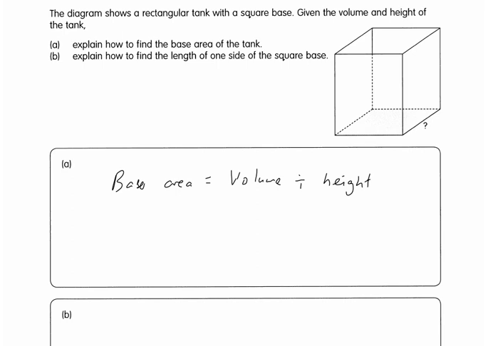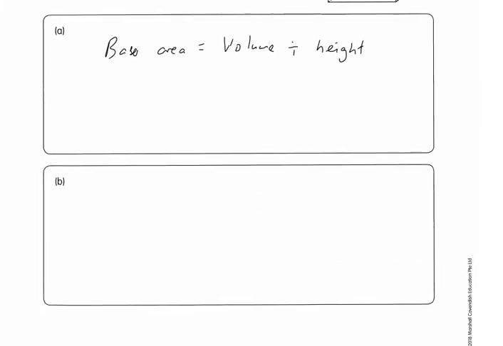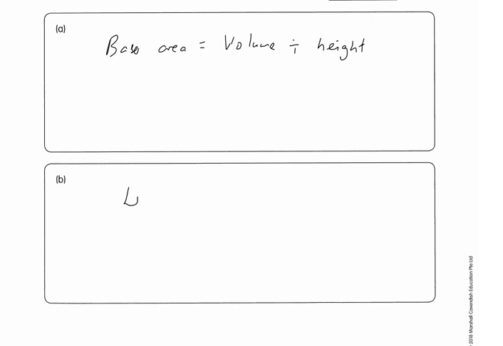Now, given this, explain how you will find the length of one side of the square base. So length equals the square root of the base area. Do you all agree? Because this is a square base, that's why length equals the square root of the base area. Isabel? Anyone has any problems? No? If there's no problem, let's move on to the next question.